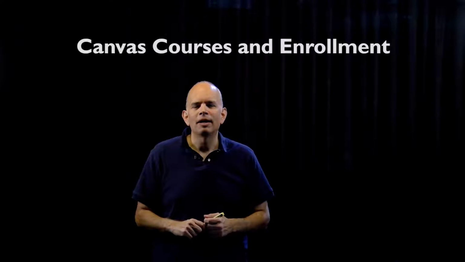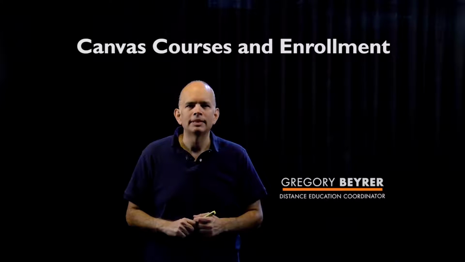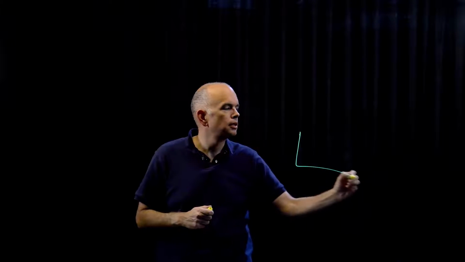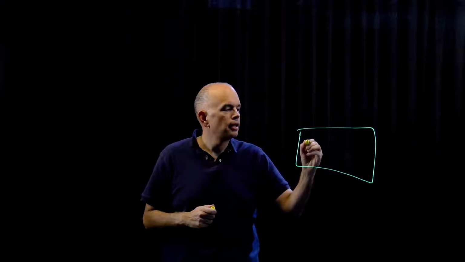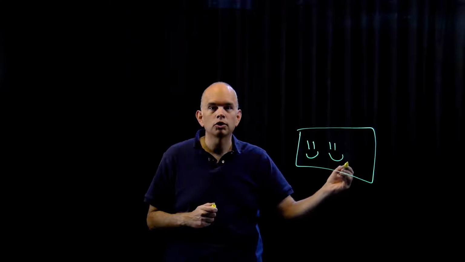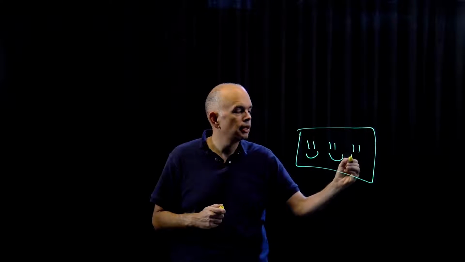Hi, in this video I'm going to talk about how we have enrollments and courses set up in Canvas. There are two logical entities within Canvas to be aware of. One is what's called the section. The section has all enrollments in it. So this includes instructors. It also includes our students.